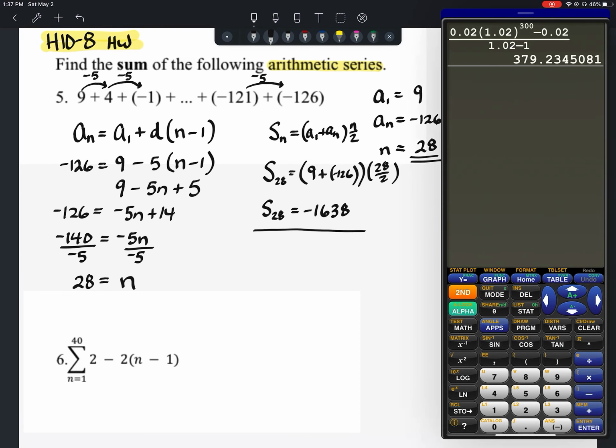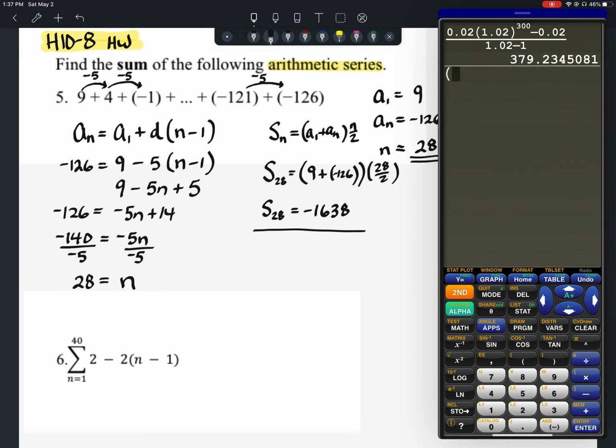Now let's double check it here. Right, so we'll do 9 plus a negative 126. And then we're going to multiply it by 14. And you see that was the same answer we got.